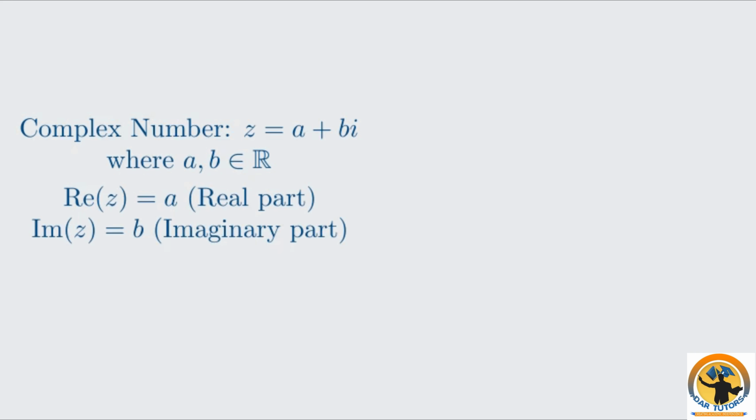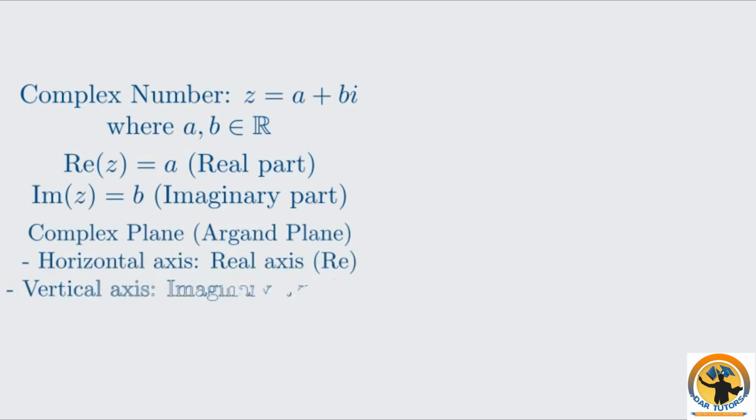This form is also known as the Cartesian form, because it has a direct relationship with the Cartesian coordinate plane. We can plot any complex number z equals a plus bi as a point with coordinates (a, b) on a special plane called the complex plane, or Argand plane. On this plane, the horizontal axis represents the real part, and the vertical axis represents the imaginary part. This allows us to visualize complex numbers.